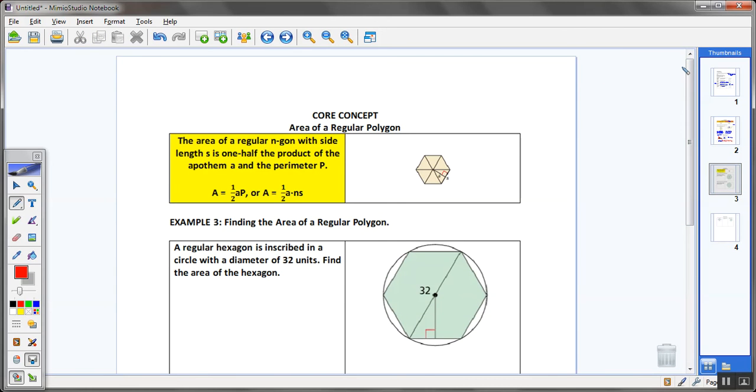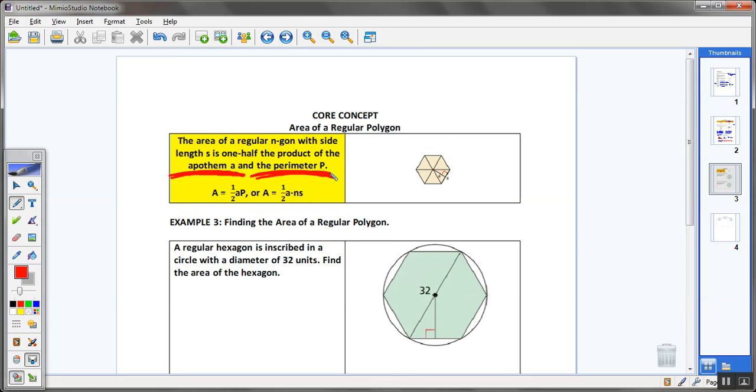Okay. All right, so this is the big core concept today, kids. Anybody want to read that part highlighted in yellow for me up there? The area of a regular N-gon with side length S is 1/2 the product of the apothem A and the perimeter P. Here's the deal. They're saying I can find the area of any regular polygon if you know, what's A stand for, kids? Apothem, the little a. It's from the center to the midpoint of a side, and the perimeter is the distance all the way around.